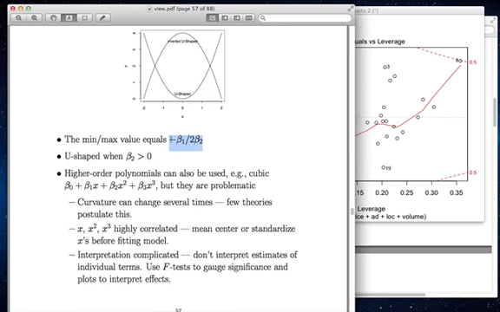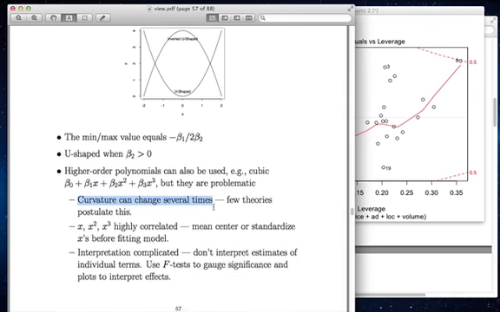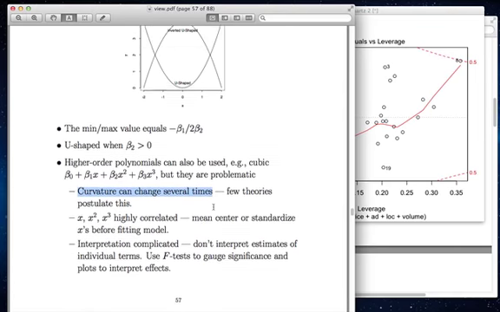Sometimes we'll use higher order polynomials, so we can stick a cubic in, but they can become problematic because of multicollinearity, and there's a lot of other issues. I usually don't go beyond a second order. Curvature can change several times. It's hard to think up situations where that happens, at least in the social sciences and business. Perhaps in the physical sciences, the story is different, but not in the social sciences. All right, that's it for the basic lecture on transformations.